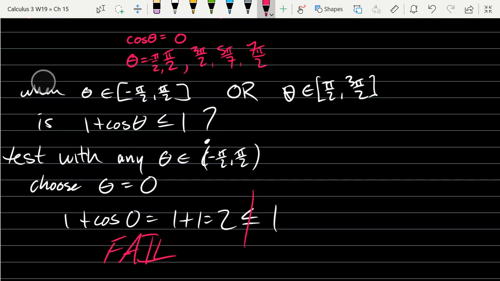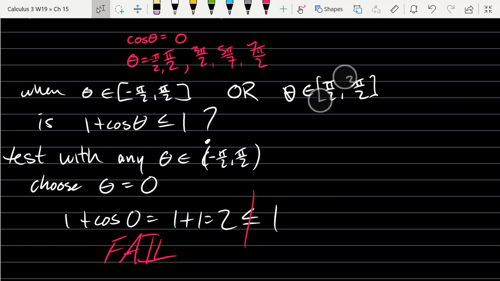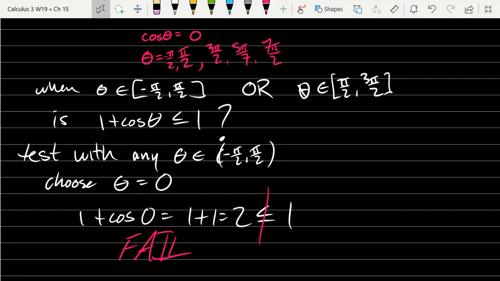Now, normally I would say if that doesn't work, just go with the other one, but we're going to be careful and test a point in the other one. So, any questions on why we failed? I want you to pick an angle. What's the easiest angle to pick between pi over 2 and 3 pi over 2? I think pi is the easiest one. So do the same thing with pi as your angle theta.